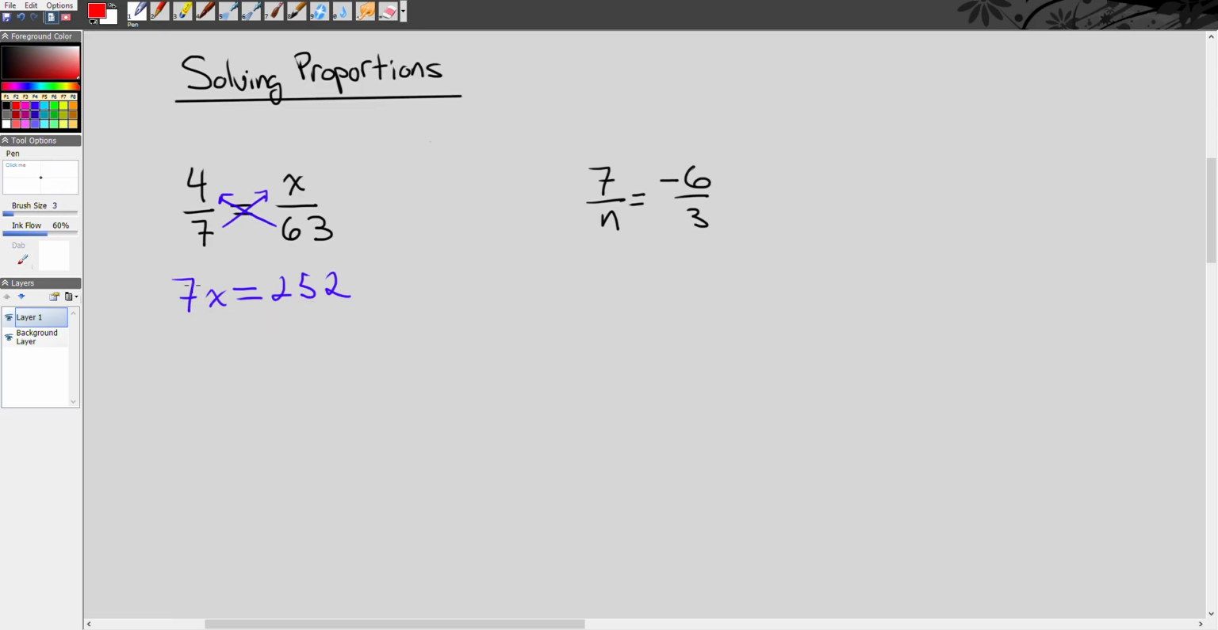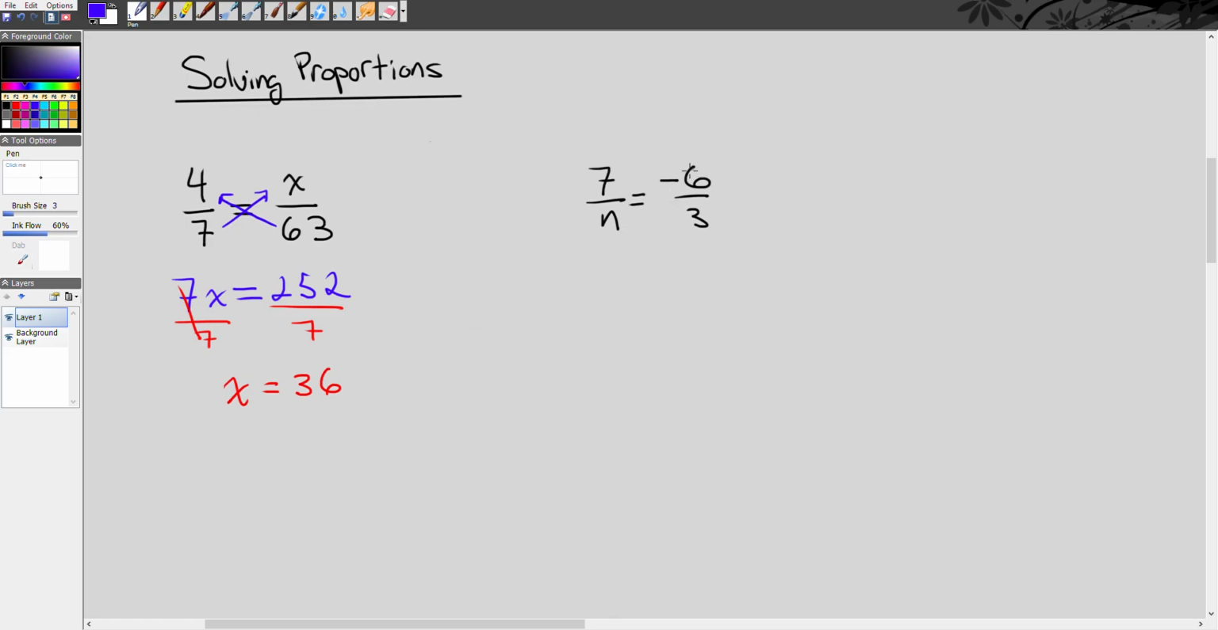To solve this, all I have to do is divide both sides by 7. And I get my answer, x equals 36. That's how you solve a proportion. Let's take a look at this next example here.